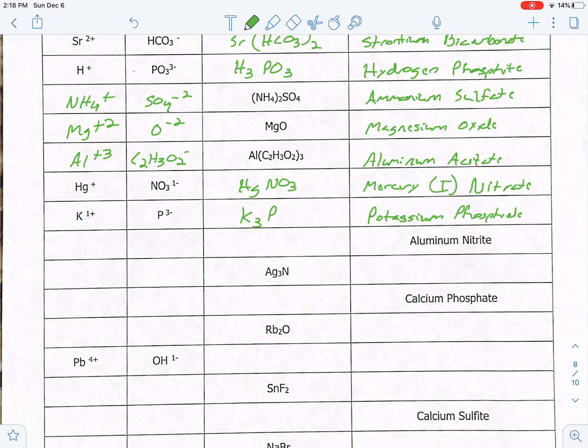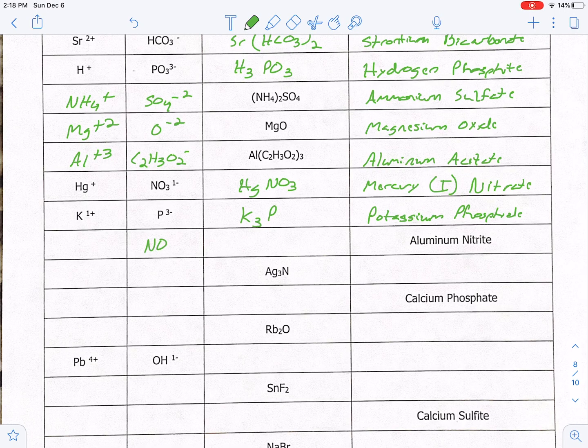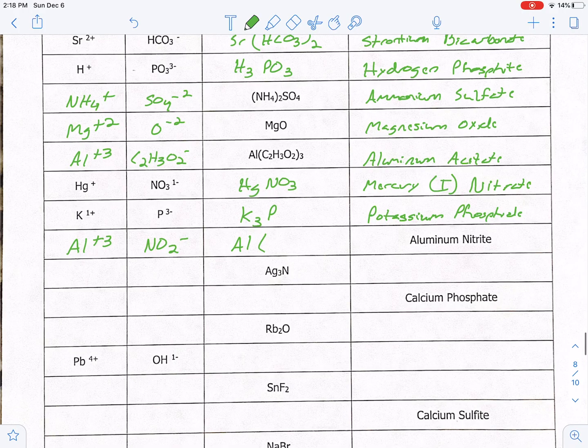Okay, aluminum nitrite, so I'm going to look up nitrite on the polyatomic list. That's going to be NO2 with a -1 charge. Aluminum on the periodic table has a charge of +3. It's not balanced, so if you do your crisscross, I only need 1 aluminum, but I'm going to need 3 of these nitrites. So I'm going to put the whole thing in parentheses and put a 3.